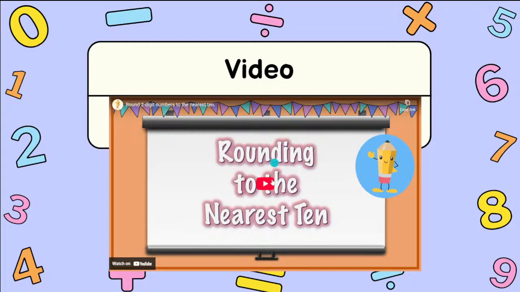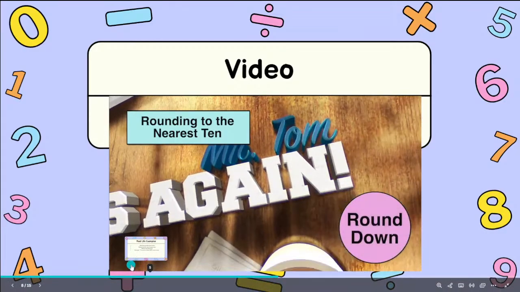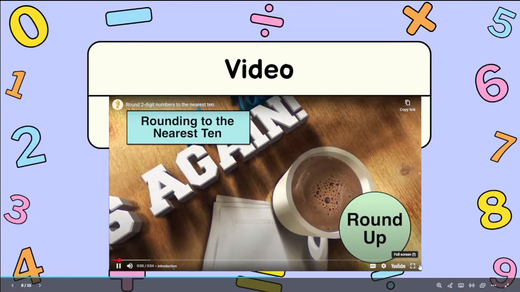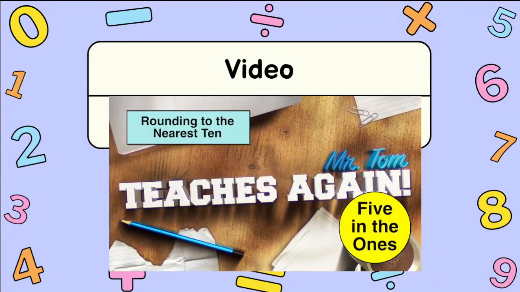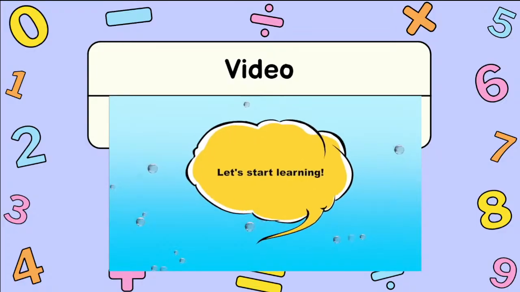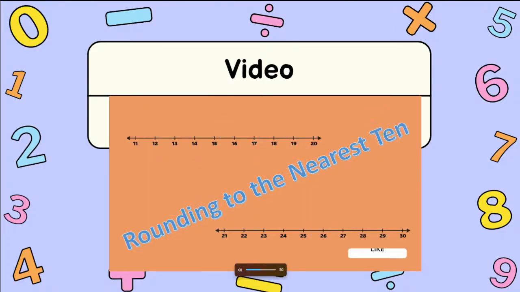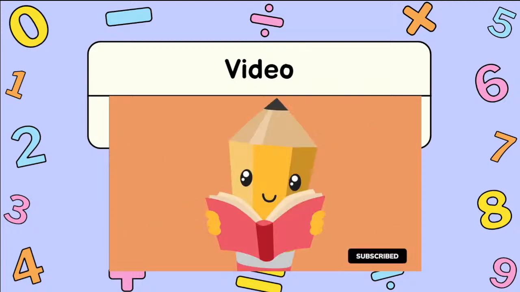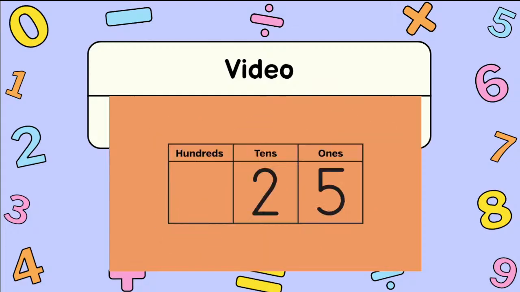So here's a video about rounding to the nearest 10. Let's start learning. One way of estimating is rounding to the nearest 10. When we round to the nearest 10, we are looking to see which 10 our number is closest to.